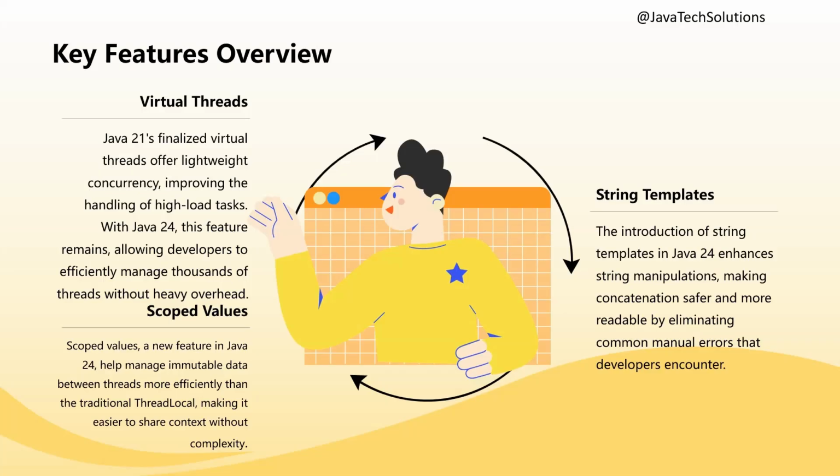Another feature is string templates. The introduction of string templates in Java 24 enhances string manipulation, making concatenation safer and more readable by eliminating common manual errors that developers encounter. So these are the key features introduced in Java 24.